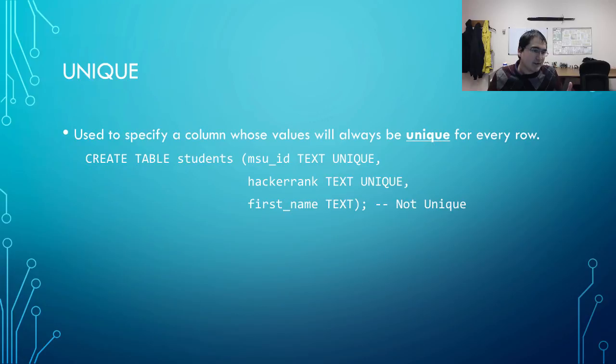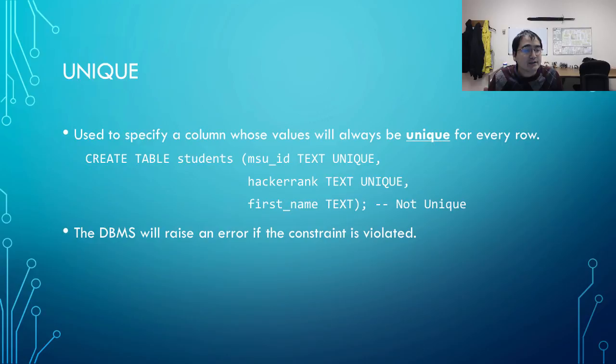So here's a create table statement for students. And what we might say is, okay, well, I'm trying to store information from the class. I have your MSU ID, I have your hacker rank, and I have your first name. Now, all of those columns should be text. They're all strings. But no student in my class should have the same MSU ID as some other student. And no student in my class should have the same hacker rank username as another student. However, students can have the same first names if that happens to be the case.